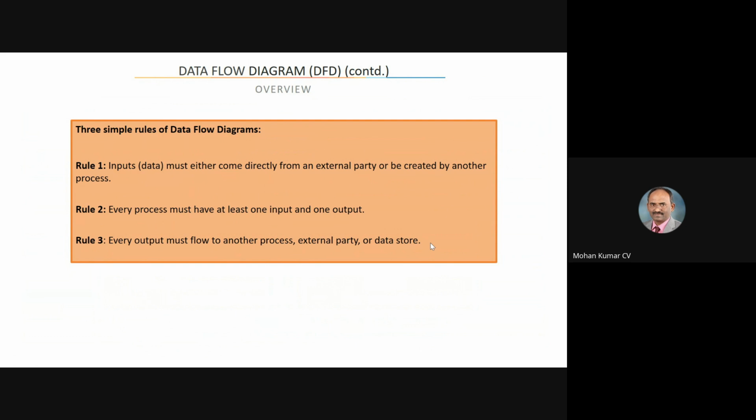Either the output should go to another process, or it should go to an external party, or it should get stored. If the data is getting stored, there is no further process immediately. Otherwise, if it is going to another process, there is some further process happening. It can go to an external entity also. Data can be shared with an external entity also. Clear?